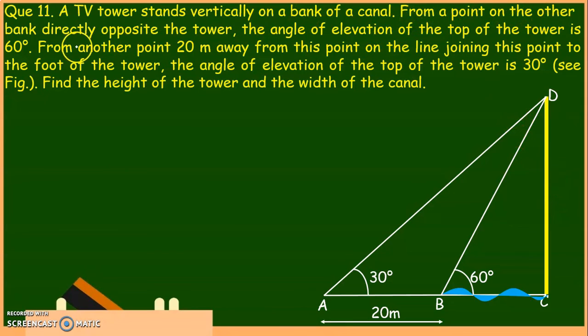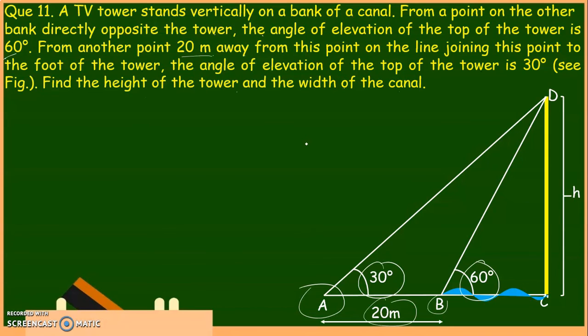Now from the point on the bank directly opposite to the tower, the angle of elevation of the top of the tower is 60 degree. That is given here. This is 60 degree. And another point 20 meter away from the point on the line joining two points. So this is the another point A, which is 20 meter away from the point B. And the angle of elevation is given 30 degree for this. Here we need to find out height of the tower and width of the canal. So height of the tower, let's say this is h, and width of the canal, that is BC, let's say this is x. So we need to find out value of h and x.